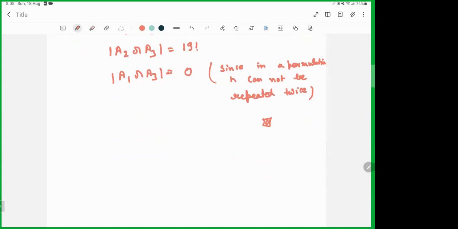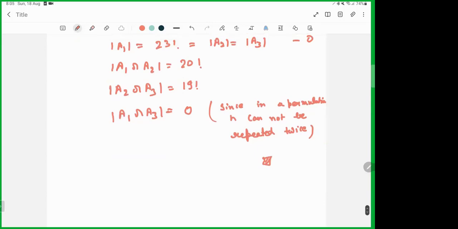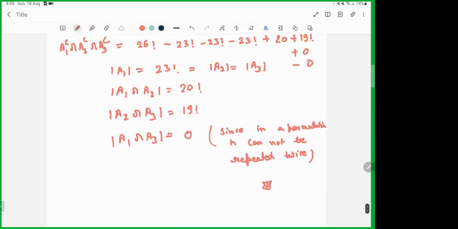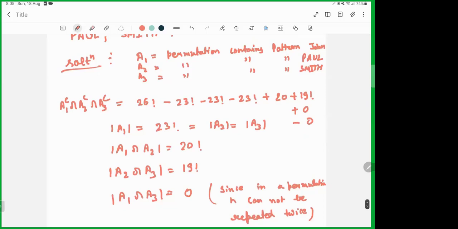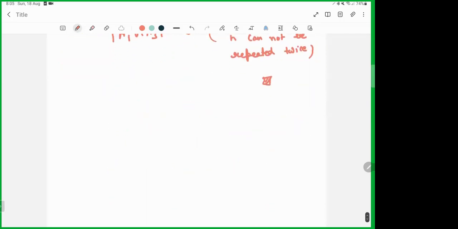Yes, sir. So you got why this A1 intersection A3 is 0 or not? If not, you can ask me. Yes, sir. Because it will not be repeated actually. Yeah, we cannot repeat the same letter in a permutation, basically, guys. Yes. So next question.